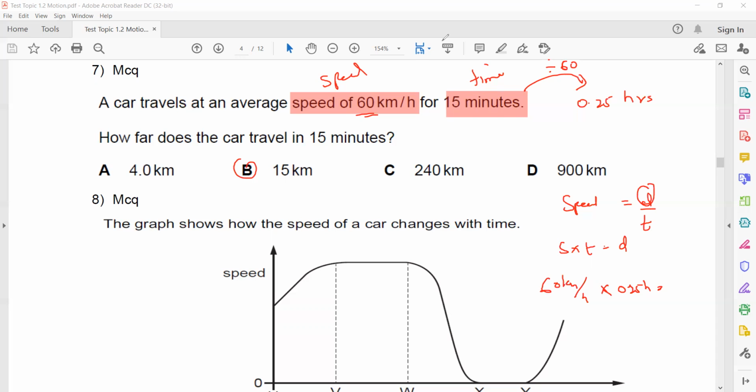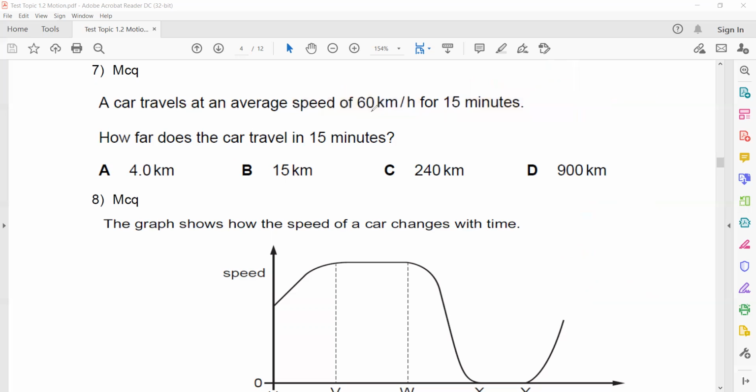And you can also solve it in a short way, even without a formula. Look, what does it mean? 60 kilometers per hour means 60 kilometers it will travel in 1 hour. 1 hour means 60 minutes. So if 60 kilometers are traveled in 60 minutes, or 1 hour, then in 15 minutes, how much distance would it travel? X. You can cross multiply. You will also get the same result.